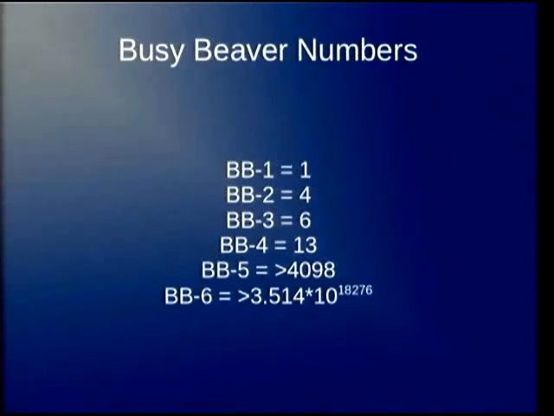Now, just the 5th number in this sequence, we haven't been able to compute yet. We know it's greater than 4098. Busy Beaver 6 is highly likely we'll never be able to figure out. But it is greater than 3.514 times 10 to the 18,000, that many steps that this machine makes and still finishes. Which is a little odd considering we can't do 2 to the 256 calculations, but we know that this takes 10 to the 18,000 steps and finishes.